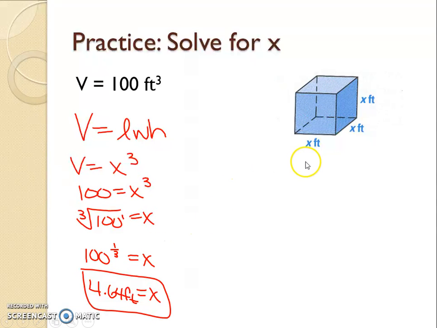Let's take a look at this one. You have x, x, x. There's length times width times height is the volume. So x times x times x is x to the third equals 100. You just do cube root of 100 to find the x, because you're solving for x. If you type this on the calculator, you get about 4.64 feet. So that is the answer for x. You just do cube root of 100.